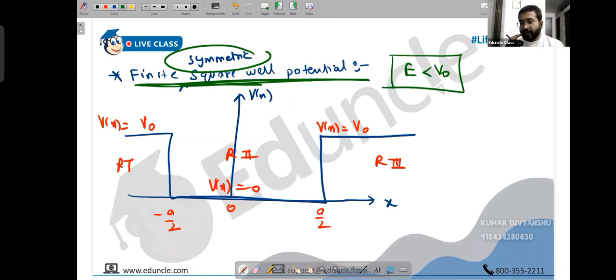So what do we plan to learn in this? Just derive the wave functions. That is the very end. But we want to find wave functions in region 1, 2, 3. Nothing else.